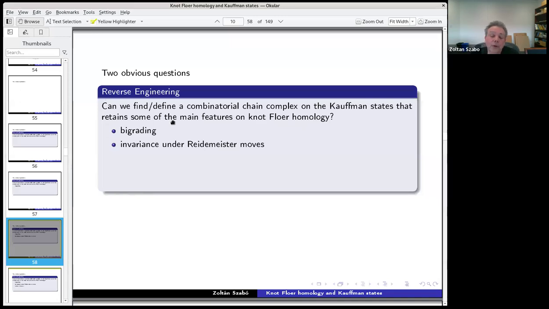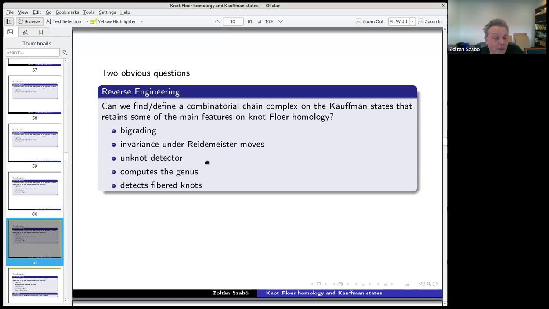And of course, you want not just a chain complex for a given projection, but you want invariance under the Reidemeister moves. And that would already be interesting. Of course, if you want to aim for something that could possibly be isomorphic to knot Floer homology, you want more: at least for some examples, you want the same answers. Or you can ask for a knot detector, computing the genus and detecting fibered knots, for example. So in its full glory for the full knot Floer homology, this is unsolved, really combinatorially in the usual sense of just using the knot projection and nothing else. It is still an open problem, which I'm very interested to study more.